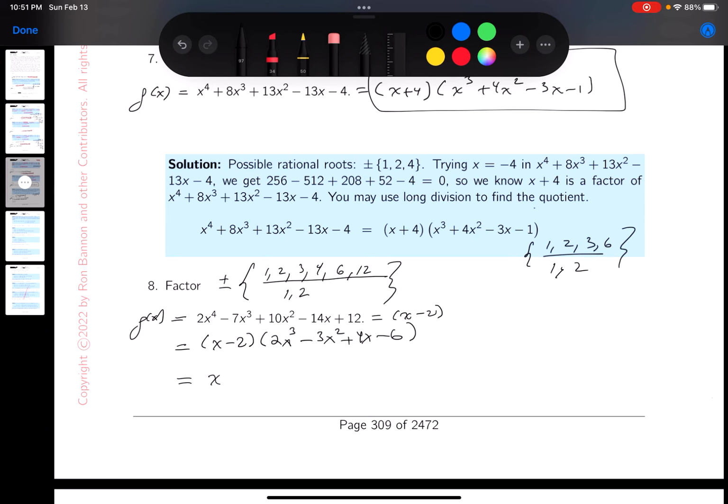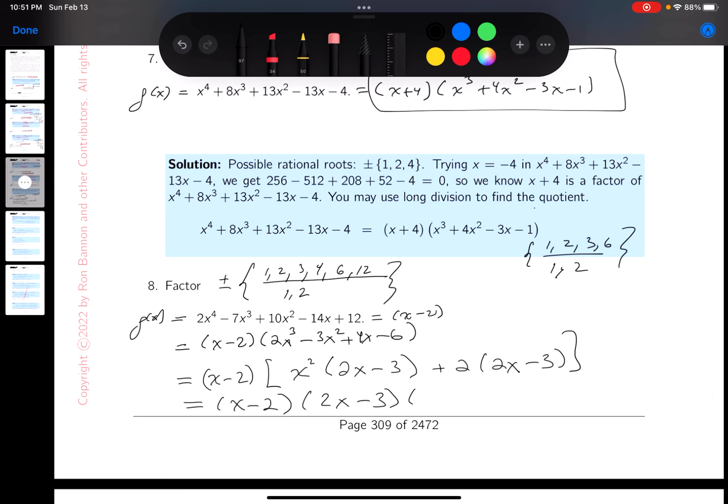Let's write this down. x minus 2. And looking at the first two terms by grouping, I notice an x squared comes out, and you get 2x minus 3. And then the next term, I'm going to factor out a 2, and you get 2x minus 3. And what do you get over here? Well, lo and behold, you get x minus 2. They're a little different than the other ones. 2x minus 3. And then what would you get? x squared plus 2, right?